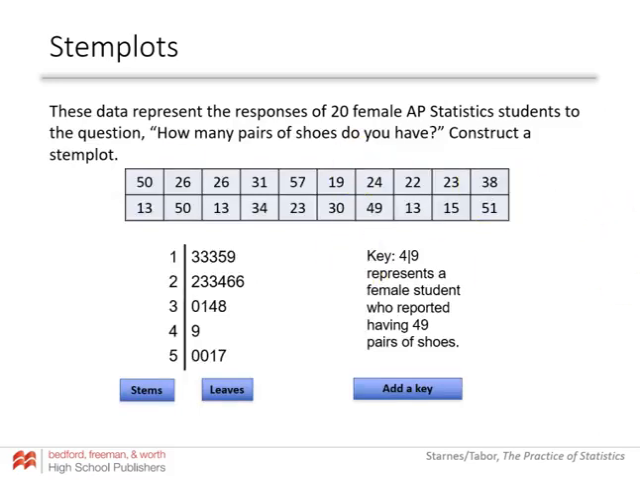All right, so here's our data. And so our stems in this case would be the numbers that are in the tens place, and then the leaves would be the numbers in the ones place. And you do repeat numbers. So 1, 3 is for 13, and the number 13 appears 3 different times, so I put 3 3s. Okay, and then the biggest thing here, anytime you make a stem plot, is you have to add a key. So the key is just as simple as this. So 4 | 9 represents a female student who reported having 49 pairs of shoes.